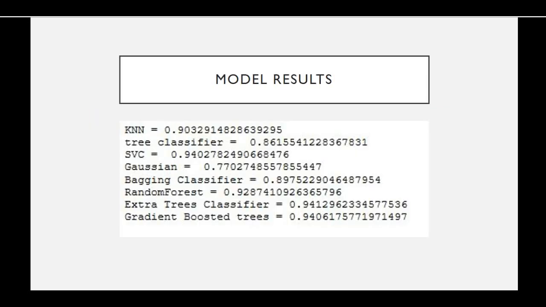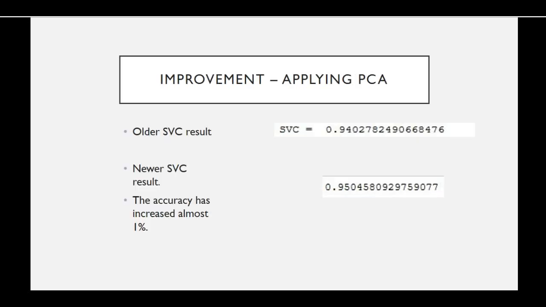Here is a list of our results. From this list we see that the worst performing algorithm was the Gaussian algorithm and the best performing were extra tree, gradient boosted, and support vector machine. If we pick the best performing algorithm, we see that it has an accuracy of 94%, but our benchmark is 95%. So we improve this by applying principal component analysis to the data.